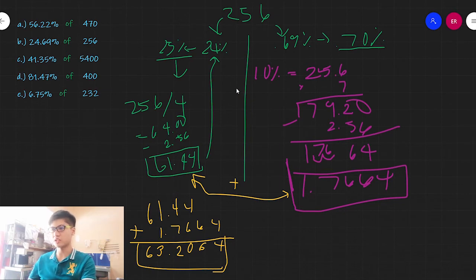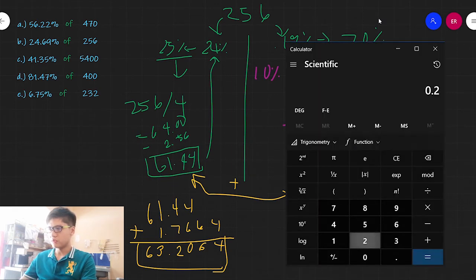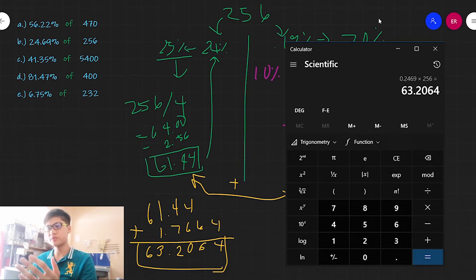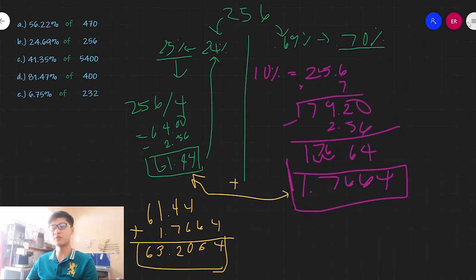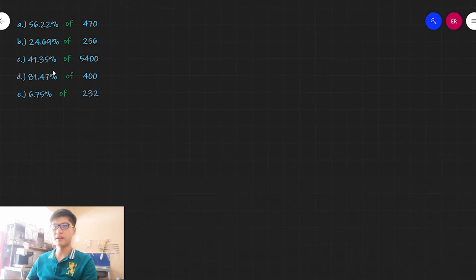Right. So if you guys want to check with the calculator, then do so. Okay. So we are going to check it. 0.2469 times 256, there you go, 63.2064. Right, next one, we have 41.35% of 5,400. So let me just write 5,400 here.